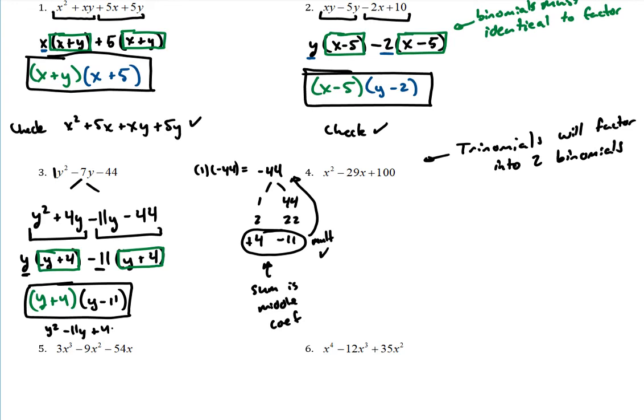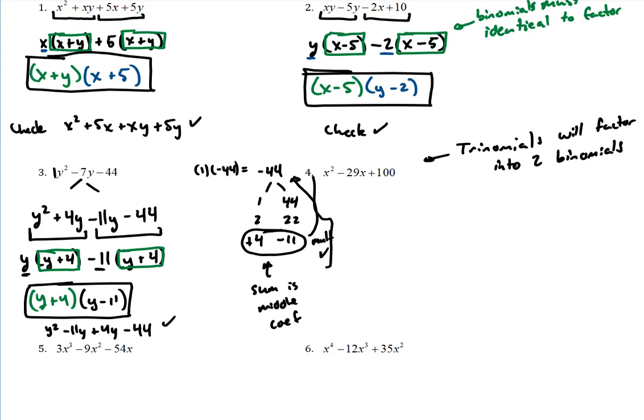Positive 4 times y is positive 4y. Positive 4 times negative 11 is negative 44. These middle terms add up to give us negative 7y. So it is a check. It does work. Okay, so remember, always check with your factoring. Anyway, that's how that one breaks down.